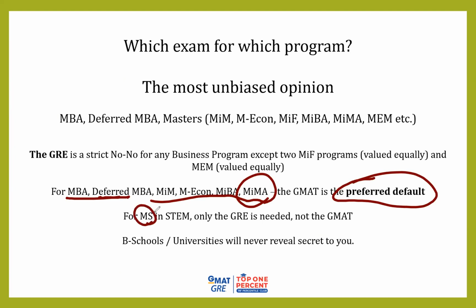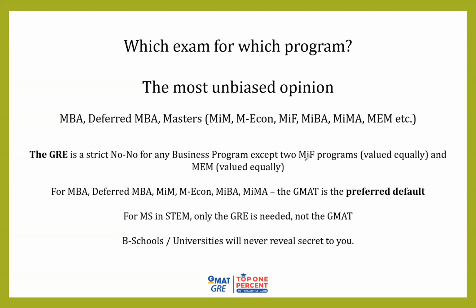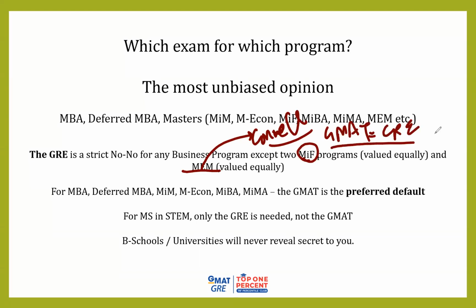If you're going for MS, Masters of Science and STEM, Science, Technology, Engineering, and Mathematics. Suppose you've done your BTech and you want to specialize in robotics only from MIT or Stanford, then obviously GRE is your exam, not GMAT. But there are 2 programs: MEM, Masters in Engineering Management, offered by Cornell University, says GMAT is equal to GRE for them. So there is no problem. You can write either exam. Masters in Finance at 2 universities, at Berkeley and one more university, New York University, not NYU Stern, New York University. They say that GMAT and GRE are equally good.